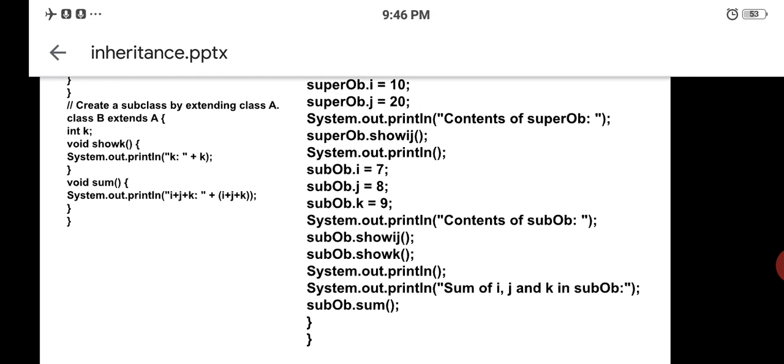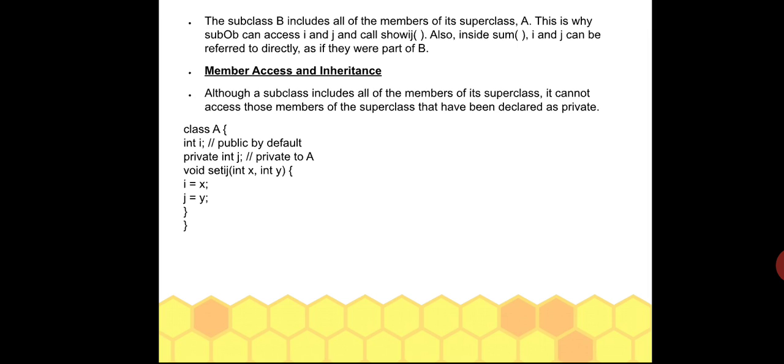Now the next thing is: the subclass B includes all the members of its superclass A. This is why sub OB can access I, J and call the show IJ method. Also inside the sum method, I and J can be referred to directly as if they were part of B. That is the explanation I have just given, but they have given it in a standard statement. Ultimately, because of the extends keyword, you will be able to inherit the properties of the parent class into the subclass, or child class.